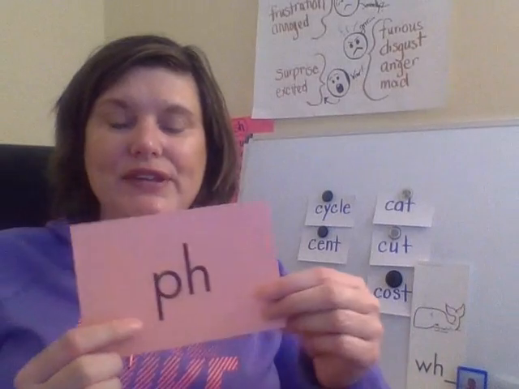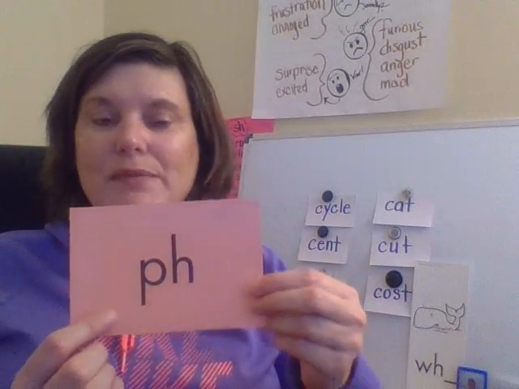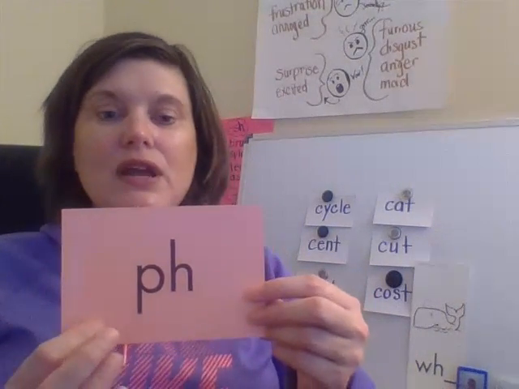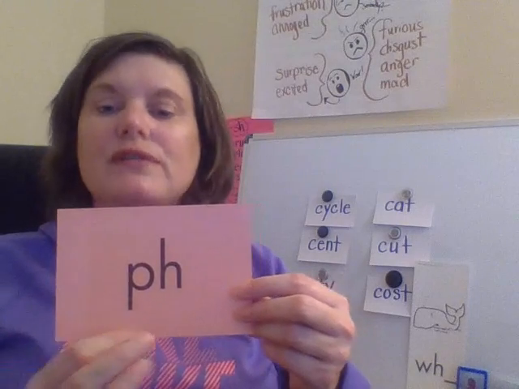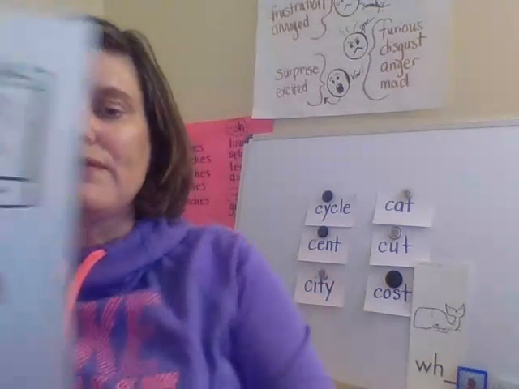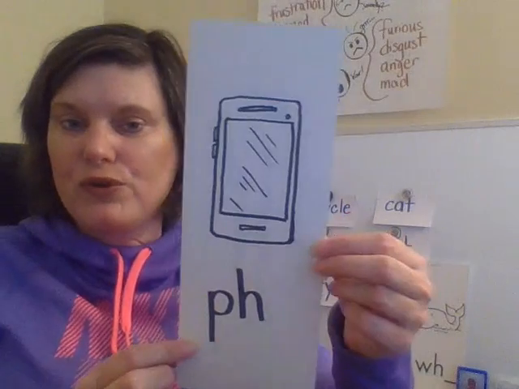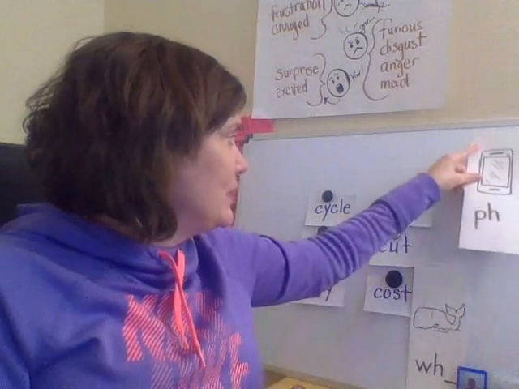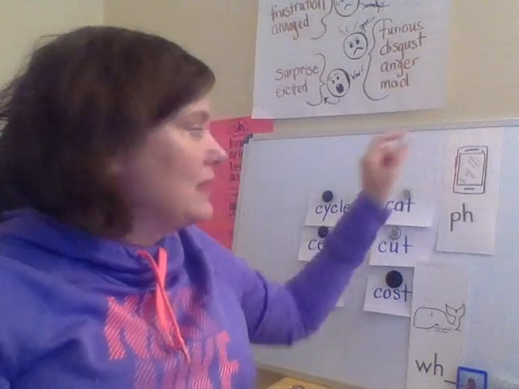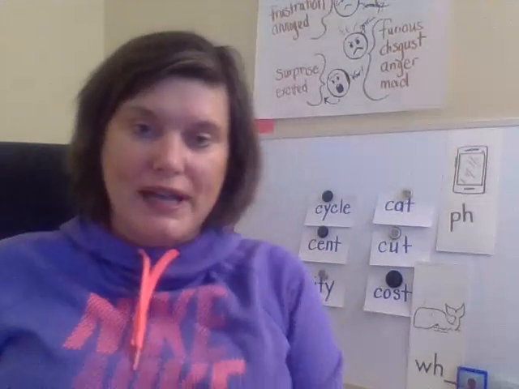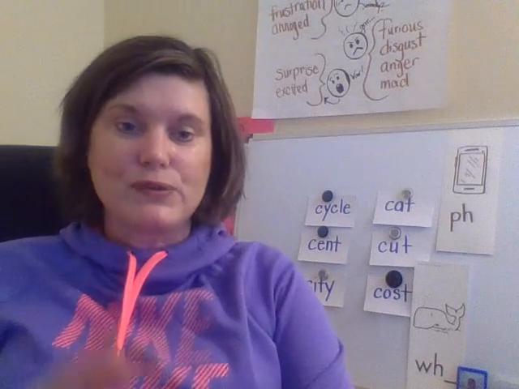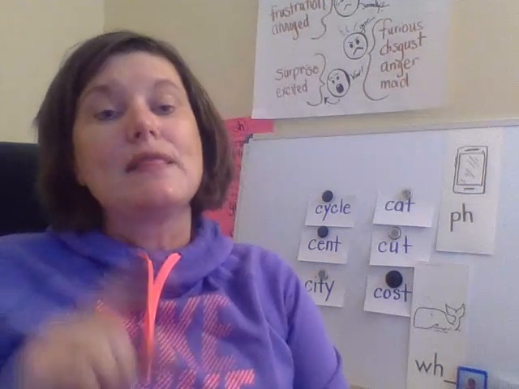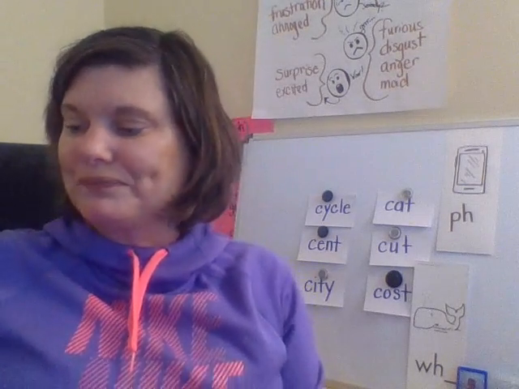Another digraph sound we have that we learned last time is F. Together, F. Your turn. Very good. Kind of like a phone. I hope you like my drawing. All right, so we'll put our phone up here. That was another one of our digraphs. Remember, a digraph is when you have 2 or more letters that make one sound.